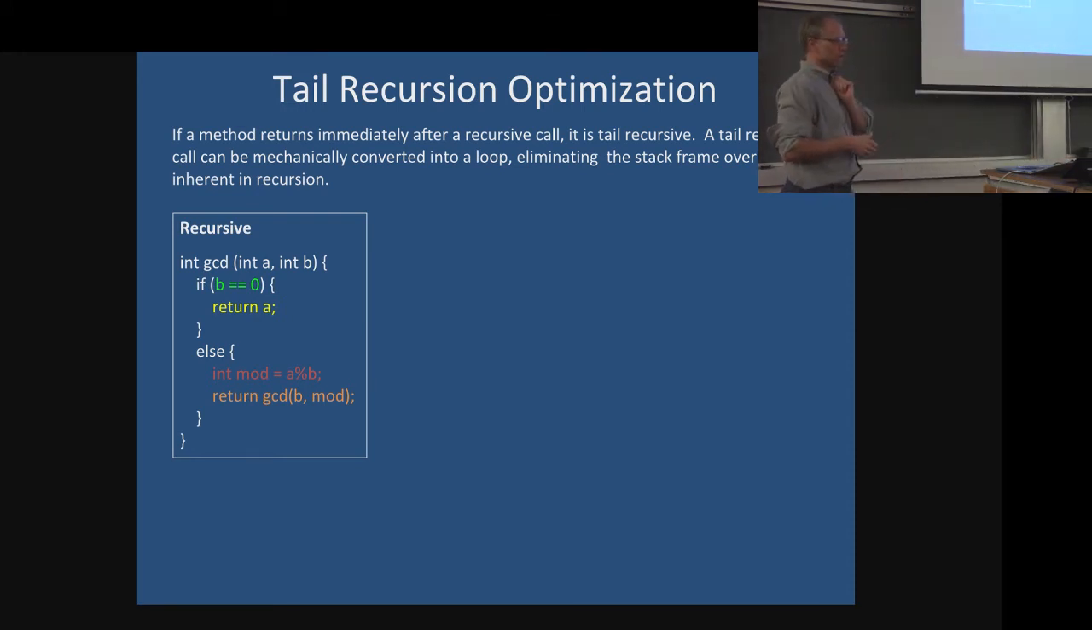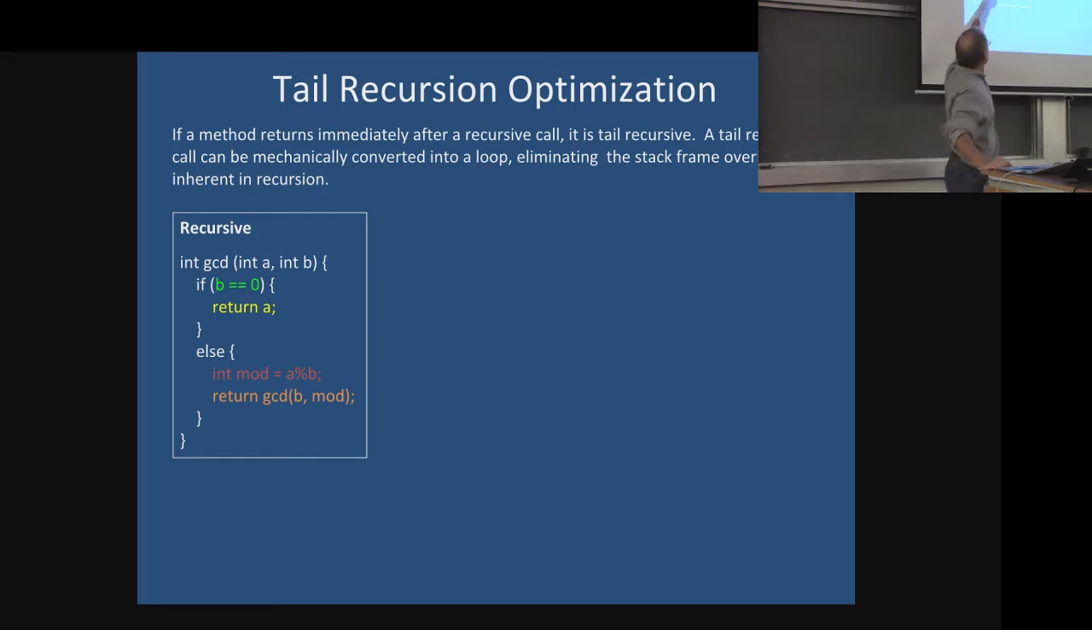Here I've written it recursively. There is an optimization that can be applied to certain recursive algorithms. In some languages, the compilers will take a recursive method and apply this optimization automatically. And the optimization essentially turns recursive calls into loops. And the optimization can only be applied when the recursive call is the last thing that the method does.